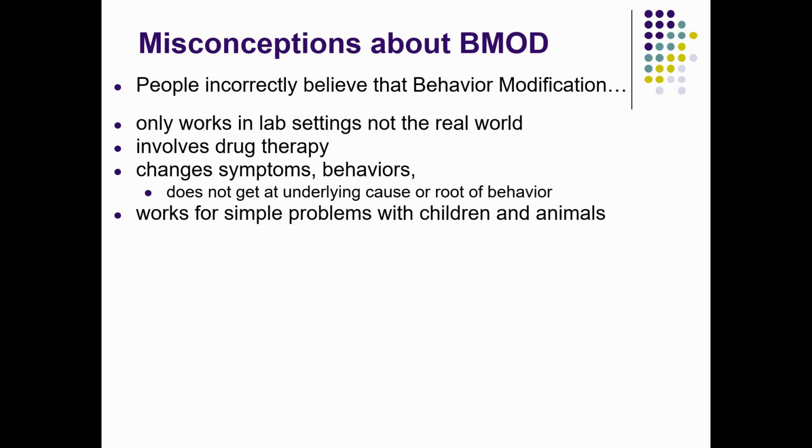Now, some people believe that behavior modification works for simple problems with children and animals, but it doesn't work for complex issues with adults like anxiety and depression. And what you're going to see is that's simply not the case. There is a lot of research with children and animals, but there is also a lot of research with adults with different kinds of psychological disorders, with anxiety, with depression, and the same principles work in both sets of populations.